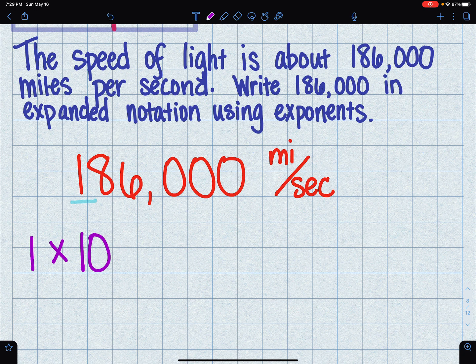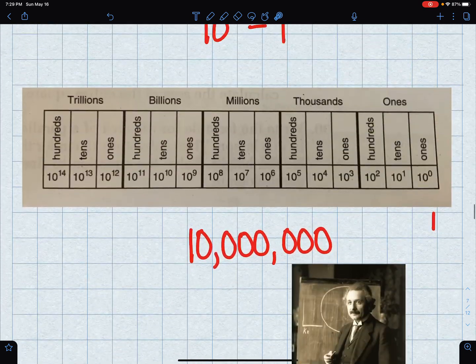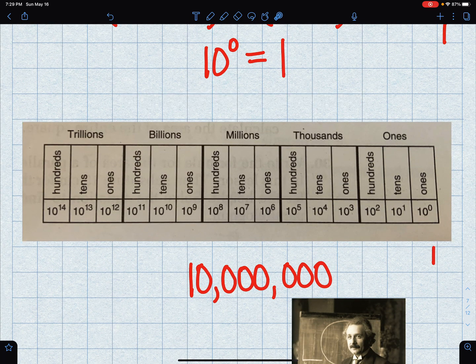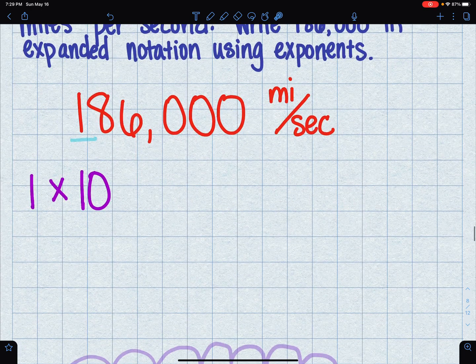Now let's just pause for a moment here. What place value is this in? If all of these were zeros after it, it would be 100,000. Let's look back at our table. We're in the thousands, and it's the 100,000s, so it's going to be 10 to the 5th. Okay, so it's going to be 1 times 10 to the 5th.